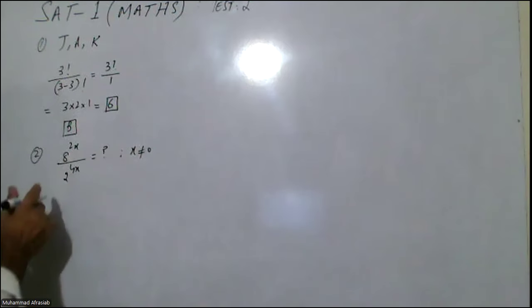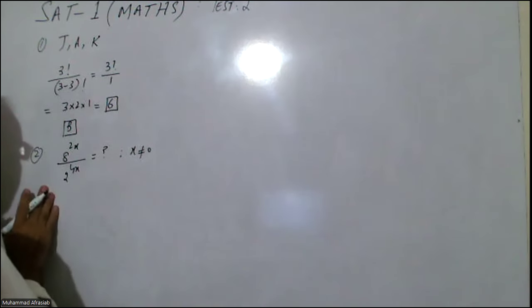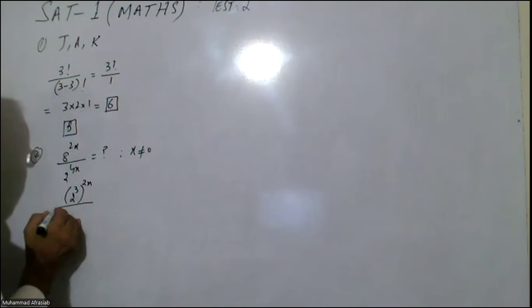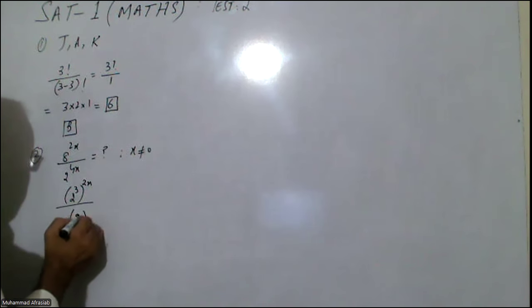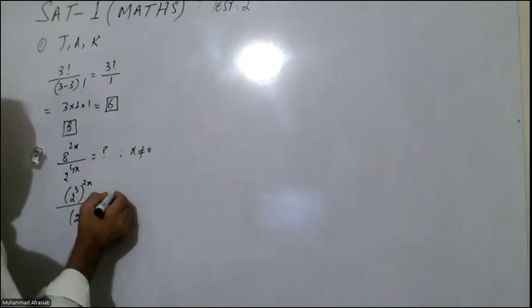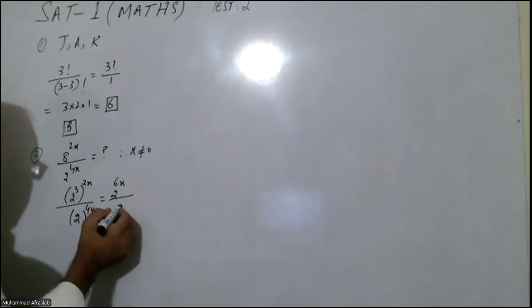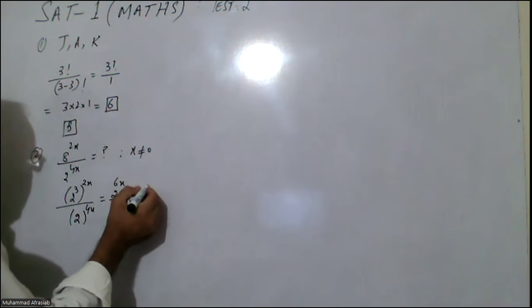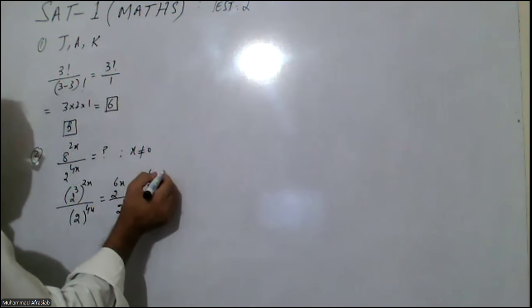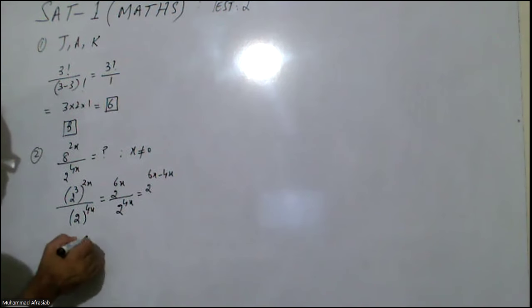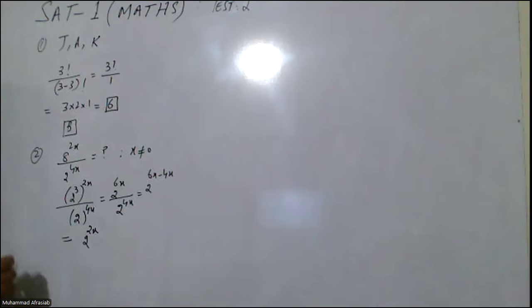If x is not equal to 0, then we can write 8 in the base of 2. So it should be equal to (2 power 3) power 2x divided by 2 power 4x. This is equal to 2 power 6x over 2 power 4x, which is equal to 2 power (6x minus 4x), and that is equal to 2 power 2x.